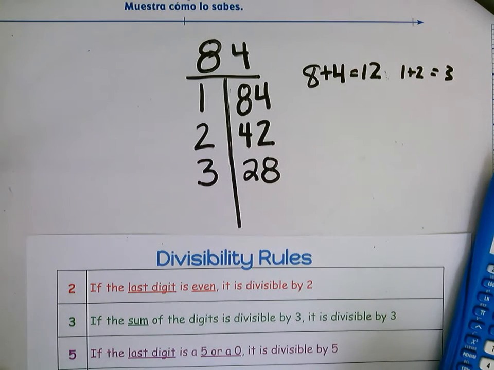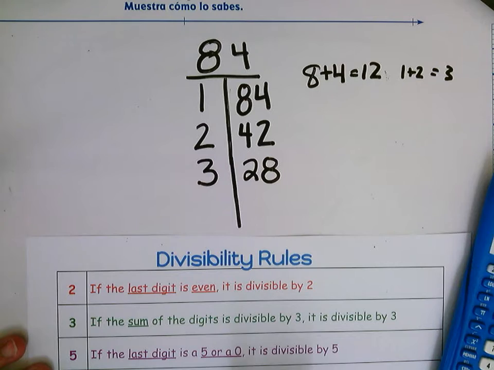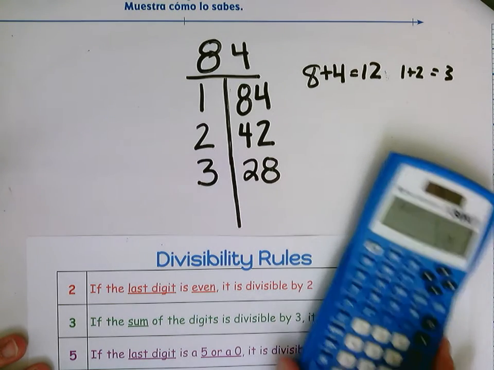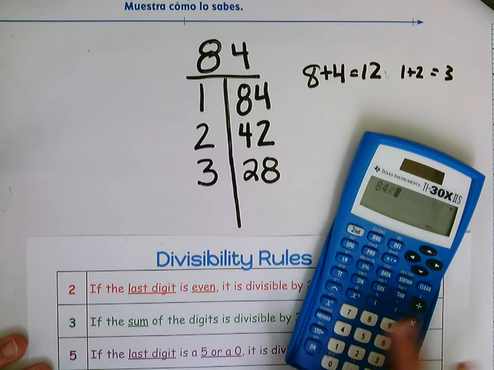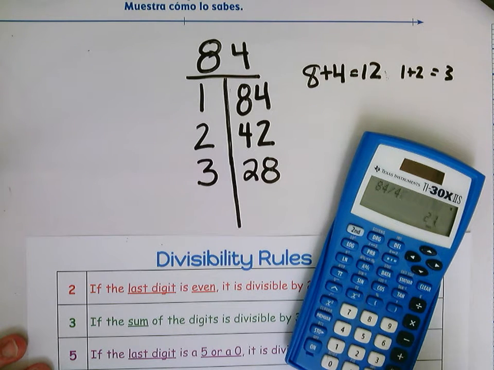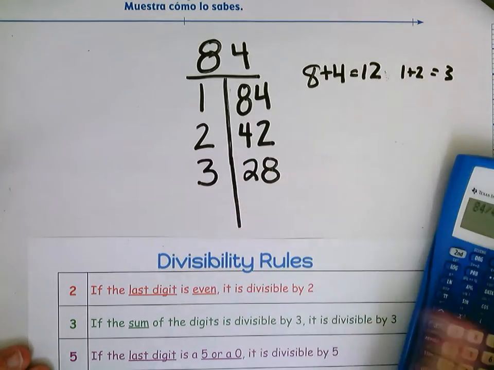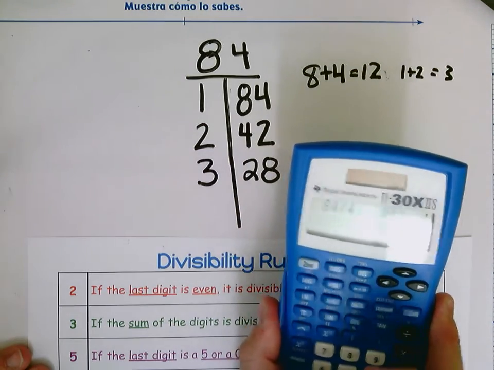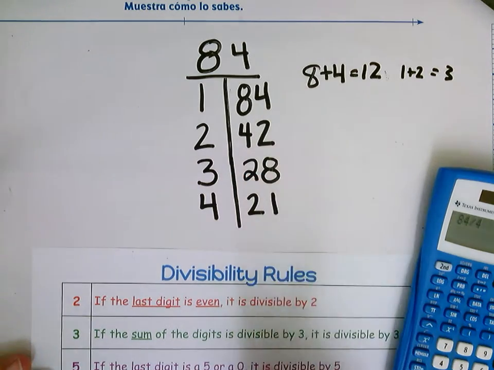Okay, there are no easy tricks to see if 4 is a factor of a number. So the best thing to do is to divide it by 4 and see if you get a whole number answer. So again, I can do 84 divided by 4, and I get 21. So yes, that's a whole number, so I can use that as a factor. 4 times 21 will give me 84.